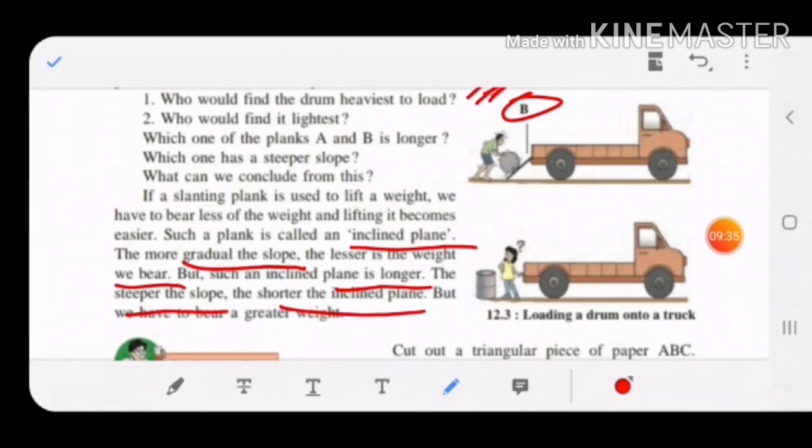B is the steeper slope. That is why he has to put in a little more effort, because his plank's slope is steeper and it is also a shorter inclined plane. So he has to bear a little greater weight. Okay.